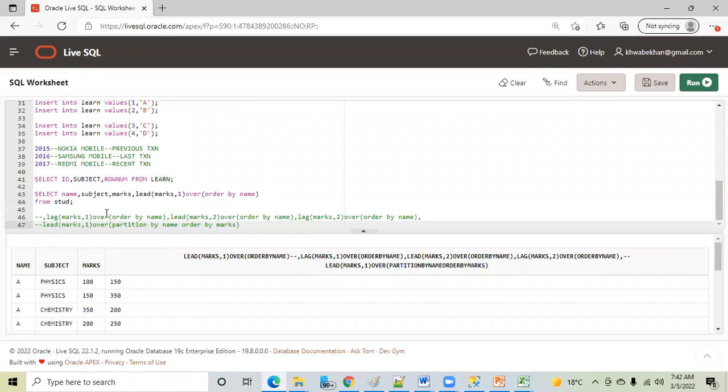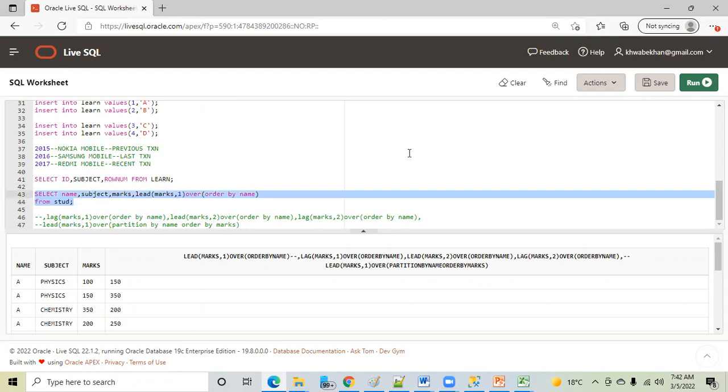Discuss that. Okay, so let's try to understand the lead and lag function. I think this is simple, but let me give you some examples.